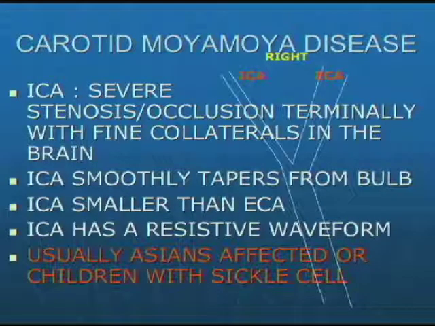A more unusual disease is called carotid moyamoya disease. In this instance, the internal carotid artery has severe stenosis, and there is occlusive disease terminally in the brain with fine collateralization in the brain. So you have end-stage disease in the internal carotid artery throughout. In the neck, the ICA smoothly tapers from the bulb. The ICA is smaller than the ECA, and it has a very resistive waveform. This disease usually occurs in Asians or in children with sickle cell disease.